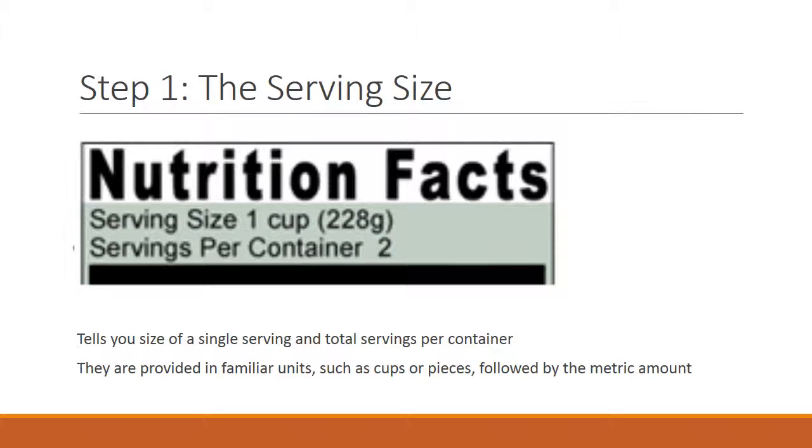The first place to start when you look at the nutrition facts label is the serving size and the number of servings in the package. Serving sizes are standardized to make it easier to compare similar foods. They are provided in familiar units, such as cups or pieces, and are followed by the metric amount, for example, the number of grams. The size of the serving on the food package influences the number of calories and all the nutrient amounts listed on the top part of the label.